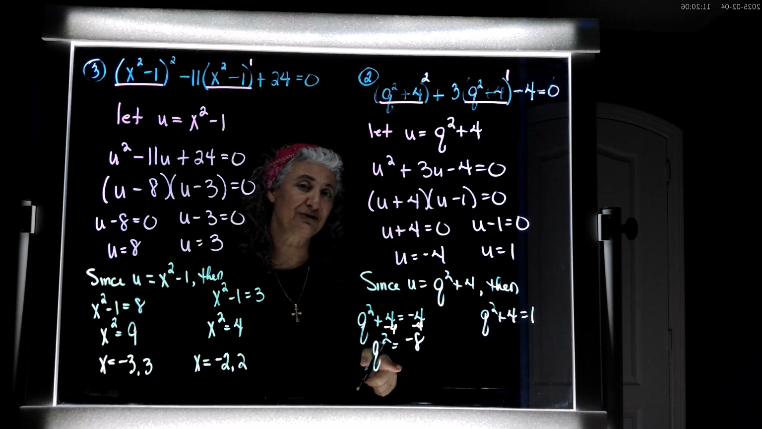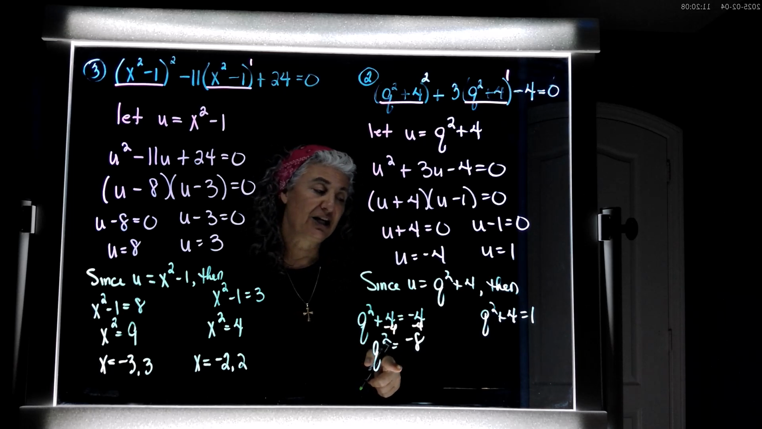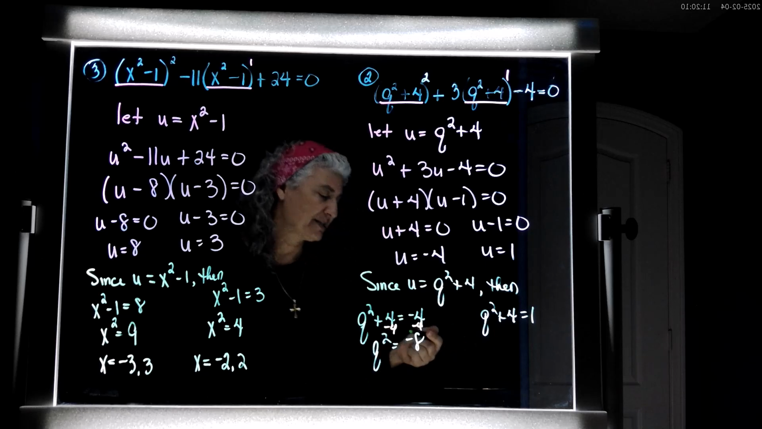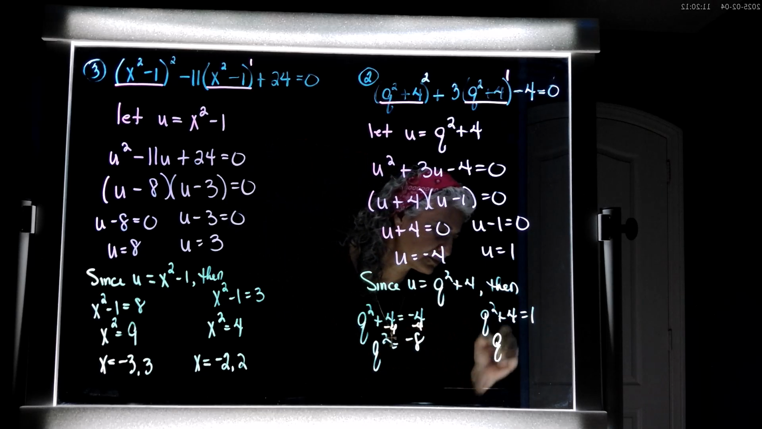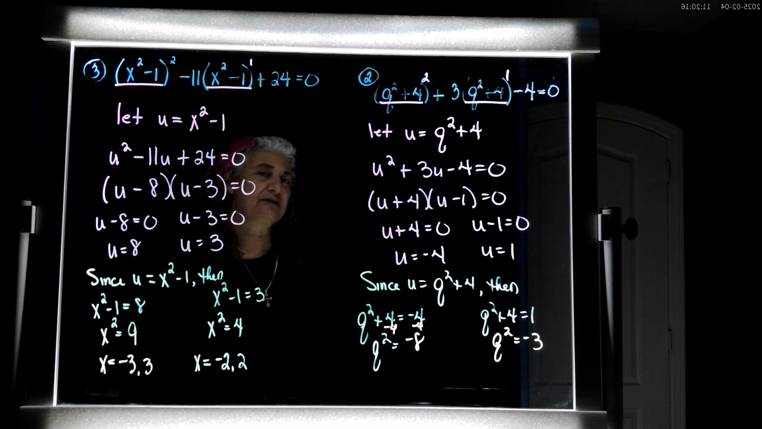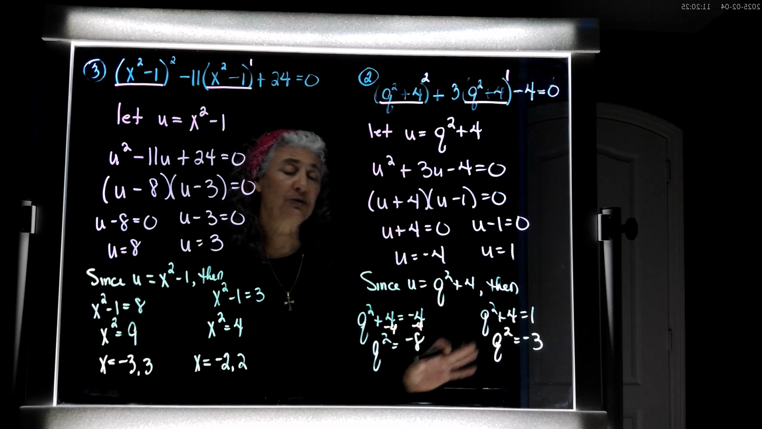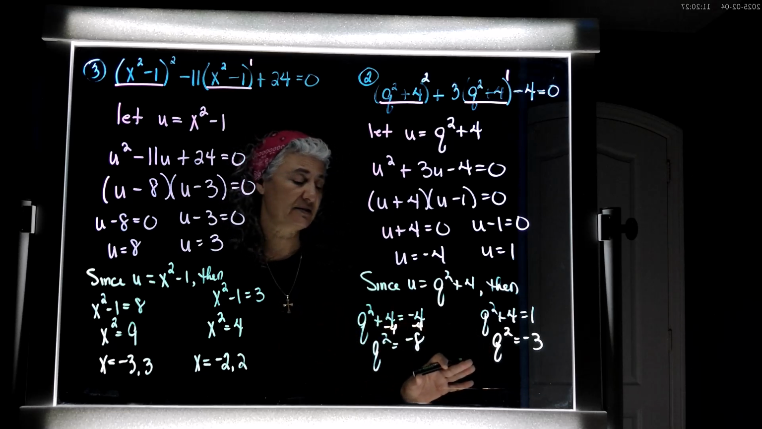Is that going to be a real solution? No, it's not. So let me look at this one a second. q squared equals negative 3. That one's not going to be a real solution either, right? So here's the deal. If the instructions say give real solutions only, well, you're done. This problem has no real solutions.